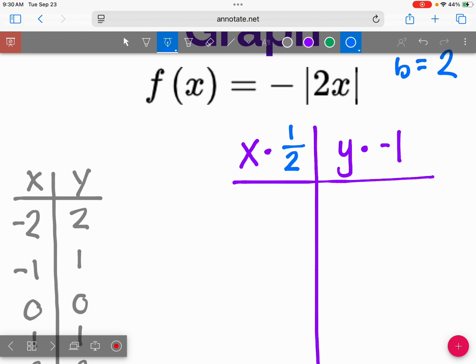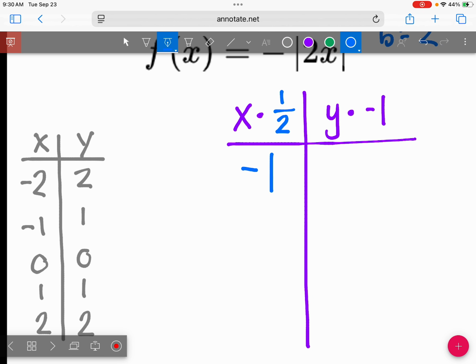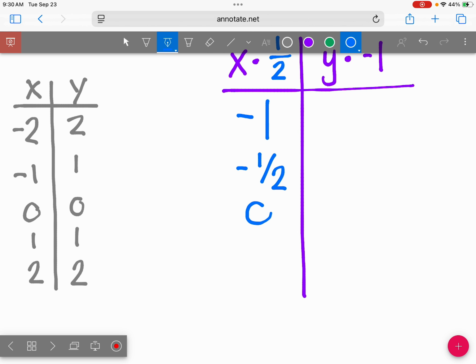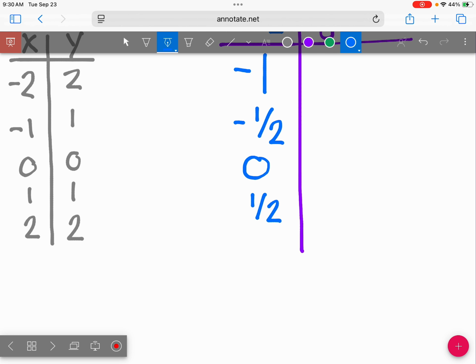And that's okay. Because our x's are going to be -2 times 1/2 is going to give us a -1. -1 times 1/2 gives us our -1/2. 0 times 1/2 is still 0. 1 times 1/2 is a 1/2. And 2 times 1/2 is 1. So our x's are getting squished this way.